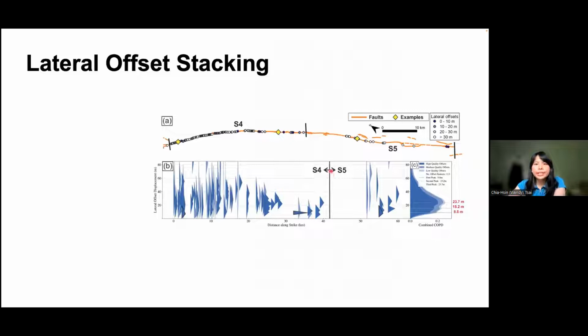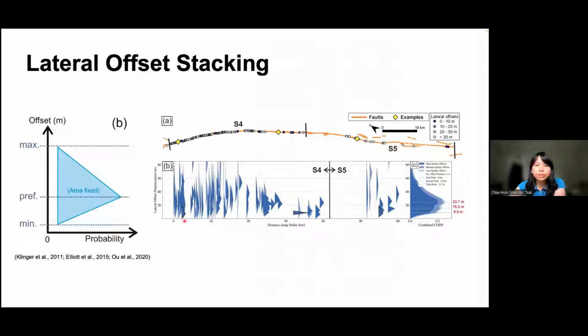So apart from only taking the results from the individual measurements, we also use a stacking method to help figure out the most recent event offsets statistically. We do this for sections 4 and 5, where we have the most dense and high quality offset features with similar amounts of smallest offsets. We first plot every measurement into triangles that have different shapes to represent both the preferred offsets and the uncertainty for each measurement. And we stack all the triangles into a cumulative probability density curve to see what the peak values are. It shows 3 peaks at 8.8, 15.2, and 23.7 meters, which indicates the fault slip in the last 3 events are 8.8, 6.4, and 8.5 meters.